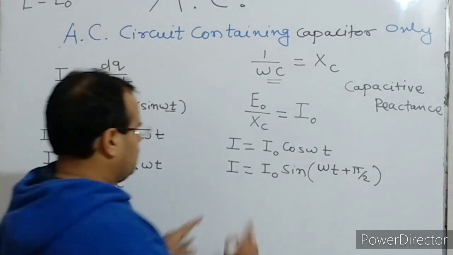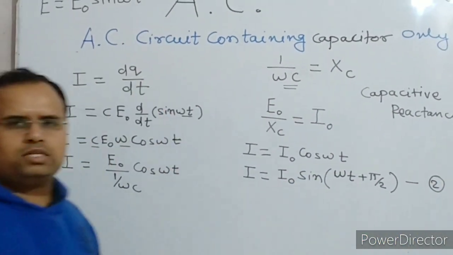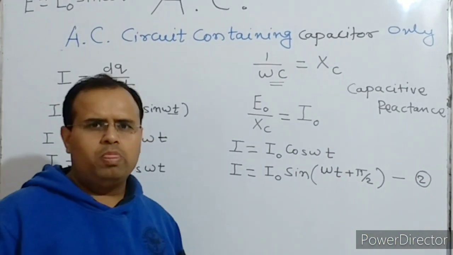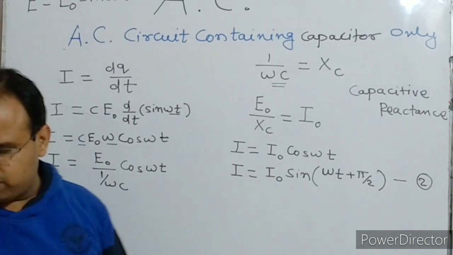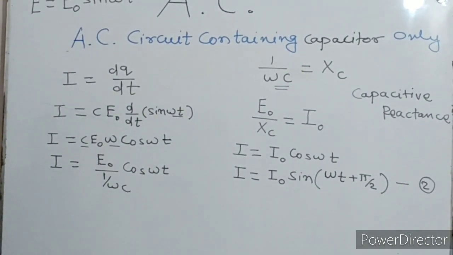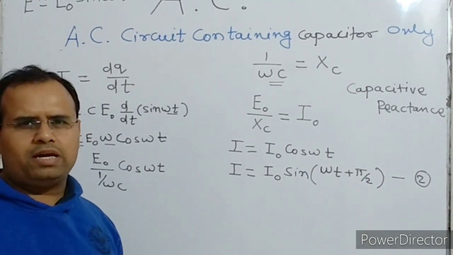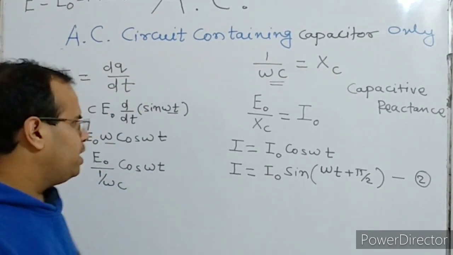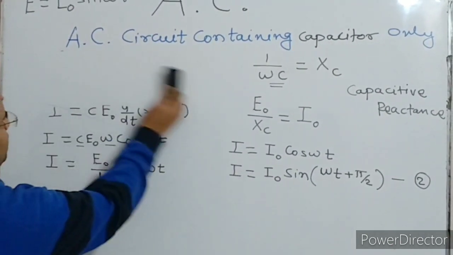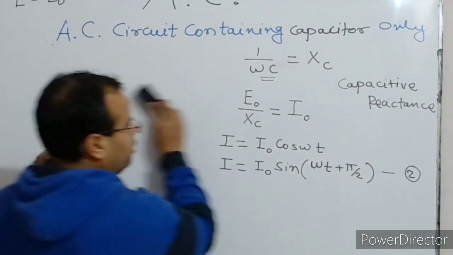Okay, in terms of sine omega t. And here you can see this is equation number 2, and current is sine of omega t plus pi by 2. So it is obvious that the EMF and current have a phase difference of pi by 2, and actually the current is leading the EMF by pi by 2. Okay, so let us try to plot this, how the current leads the EMF by pi by 2.